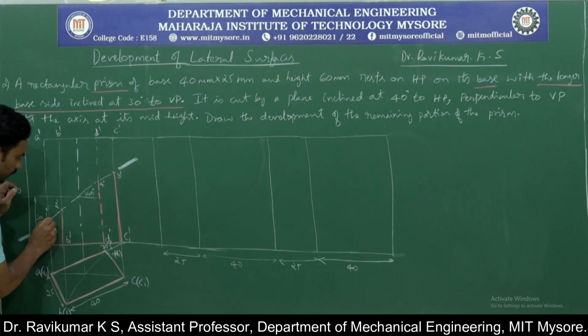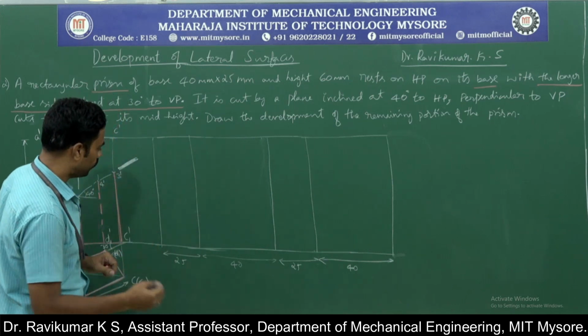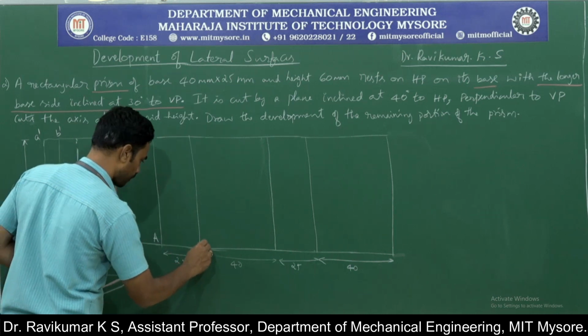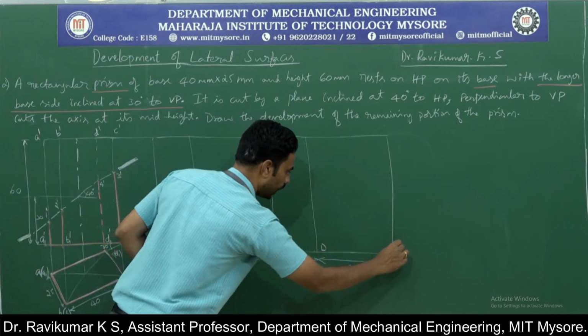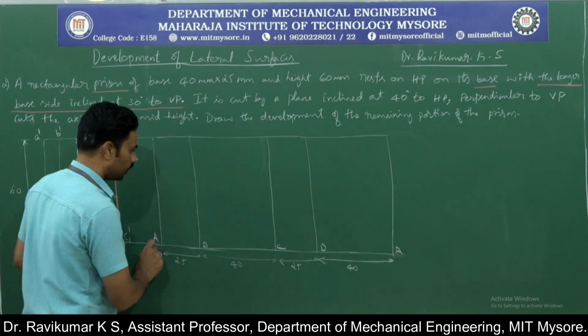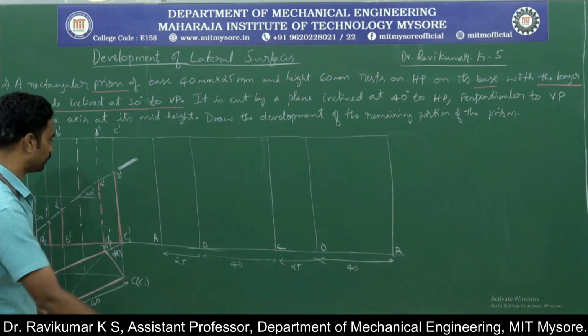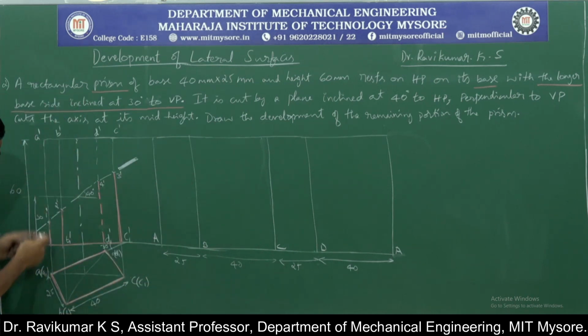Now try to extend the line from A1 to the development, where again you need to name this. This is A, this is B, this is C, D, again it is A, because A should overlap with A once you fold it. Okay. So now A1 is cut by the section plane at this particular point.